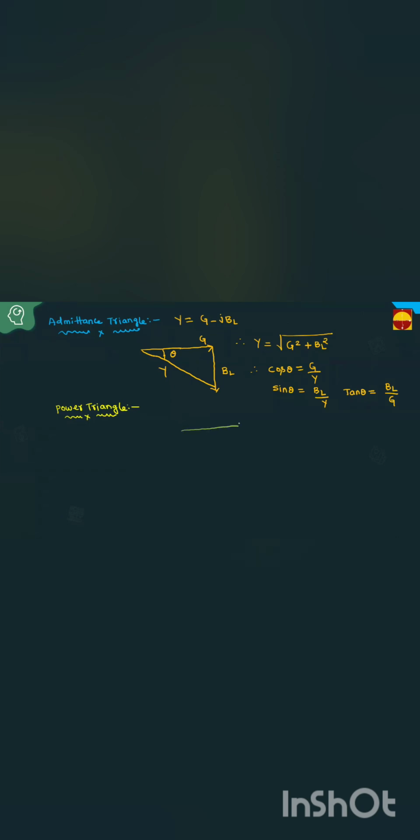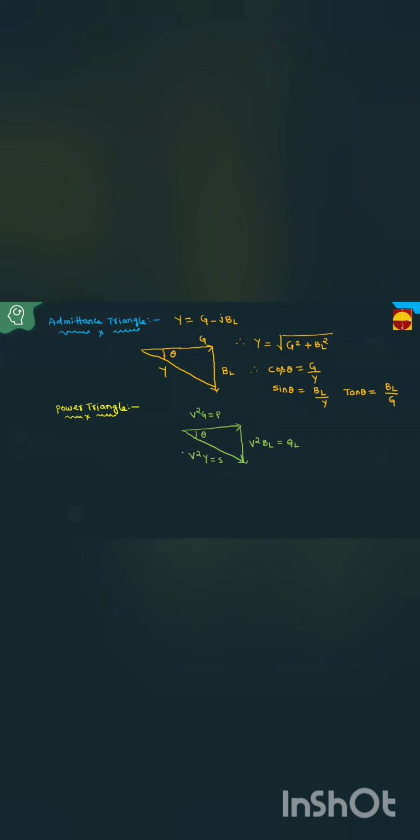V square into G equals active power. This you have to multiply with V square. V square into BL equals inductive reactive power. Then you have to multiply with V square, students. That is V square into Y equals apparent power.